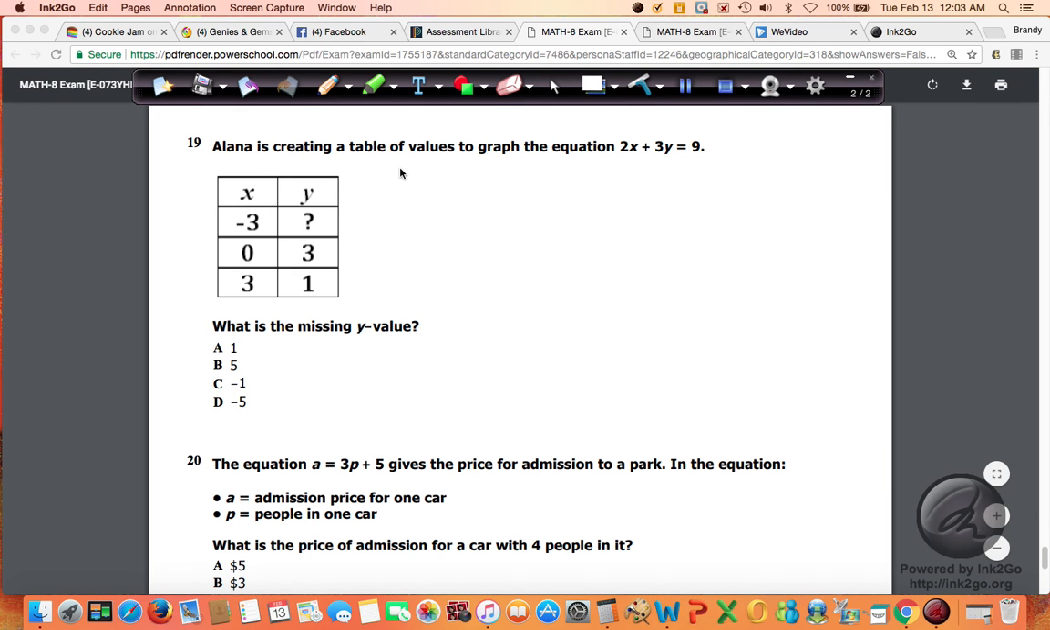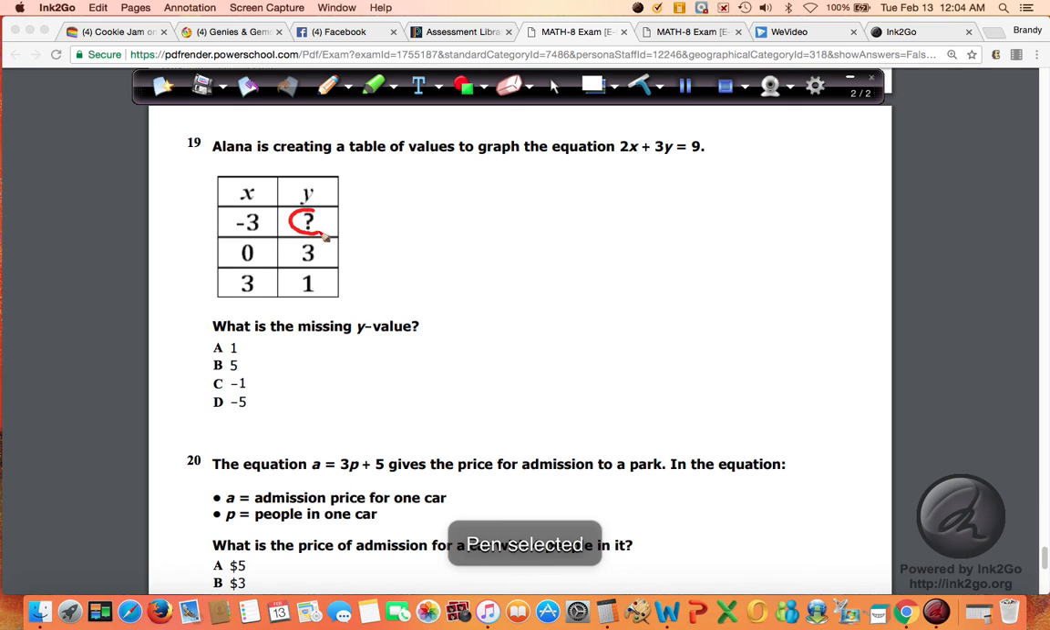Number 19. Alana is creating a table of values to graph the equation 2x plus 3y equals 9. So here's our table of values, -3, there's our question mark. Let's go ahead and circle that. We need to know that. 0, 3, 3, 1. What is the missing y value?